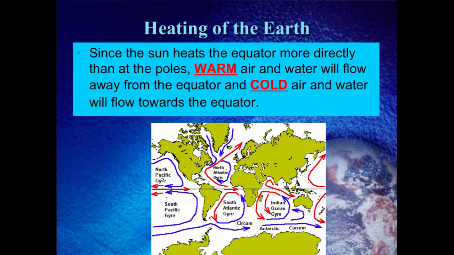Cold air and water is always going to be flowing towards the equator to heat up. So in the northern hemisphere, they will be going south, and in the southern hemisphere, they will be going north. But notice that you can see these little circular motions, okay? That is convection, that moving, that distributing heat in that circular motion.